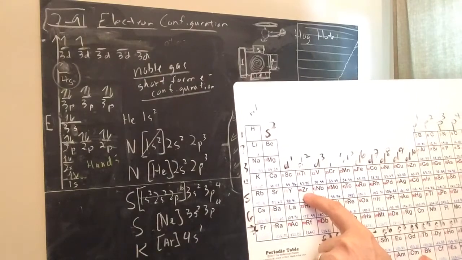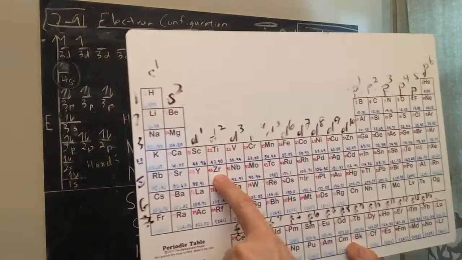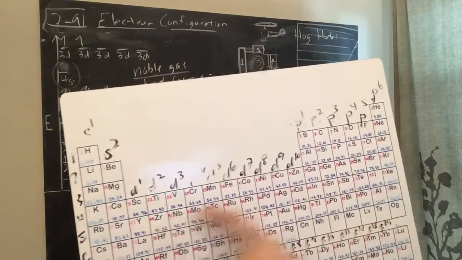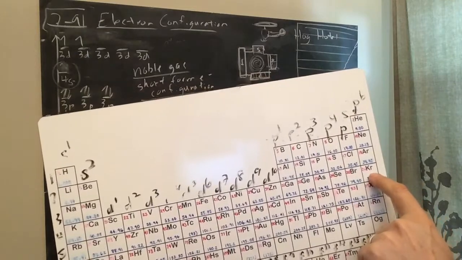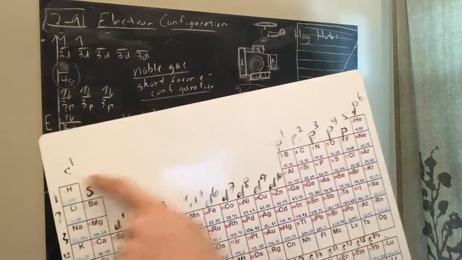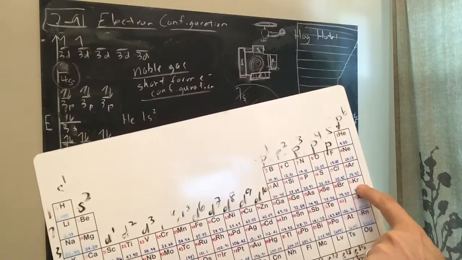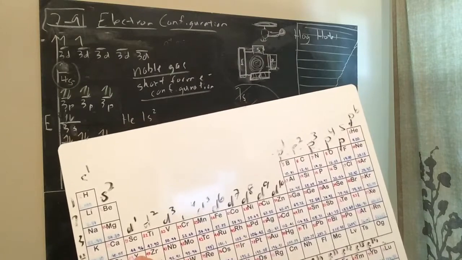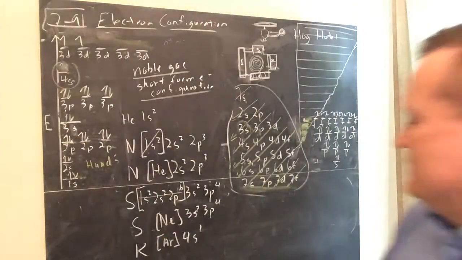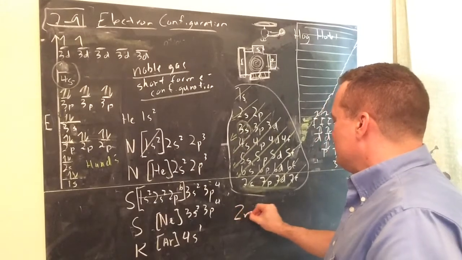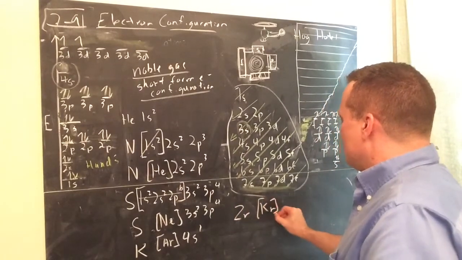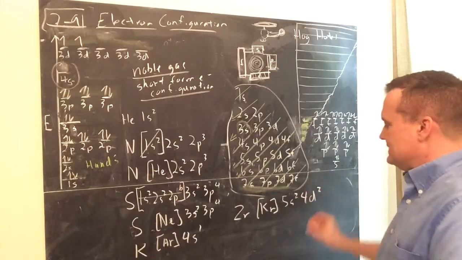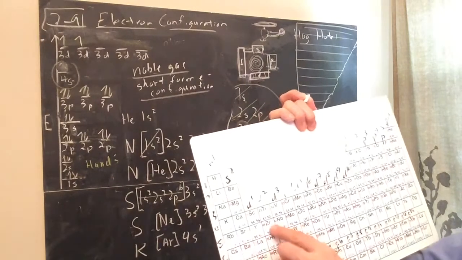Where does it end? To get the short form of zirconium, let's go backwards and see what noble gas came before it, and it is krypton. So zirconium is just like Kr, krypton. In other words, krypton stands for everything from 1s2 all the way to 4p6. So just write krypton and then add on to krypton 5s2 and then 4d2. You'll get to zirconium.